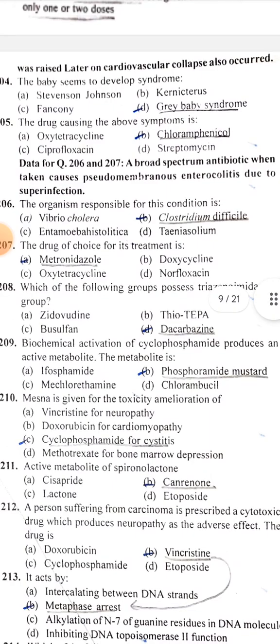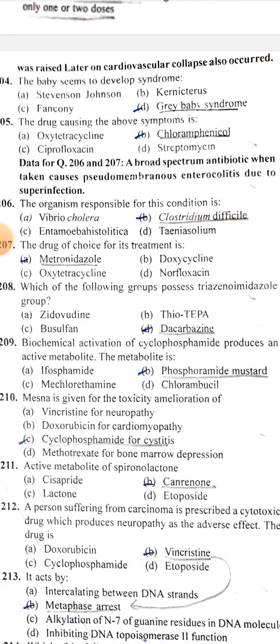A broad-spectrum antibiotic when taken causes pseudomembranous enterocolitis due to superinfection. The organism responsible for this condition is Clostridium difficile. The drug of choice for its treatment is metronidazole.